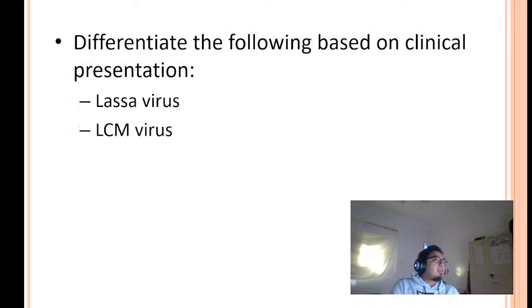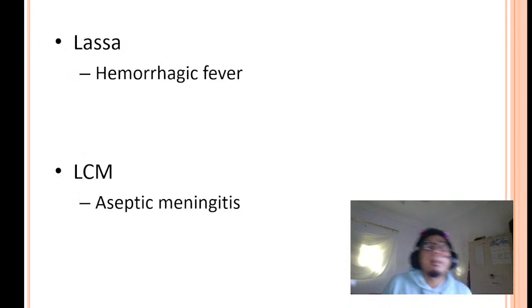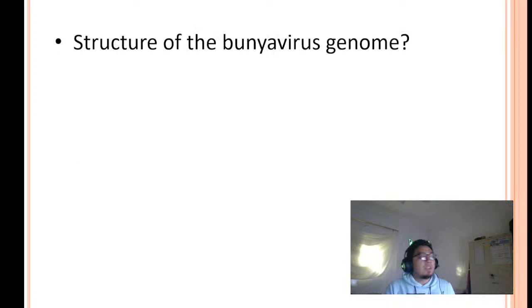All right. Based on clinical presentation, what's the difference between the infections caused by Lassa virus and the LCM virus? Well, Lassa virus causes hemorrhagic fever, similar to that of what? Of dengue virus, dengue hemorrhagic fever, right? And LCM, from the name itself, is basically aseptic meningitis. Now, moving on to Bunyaviruses.